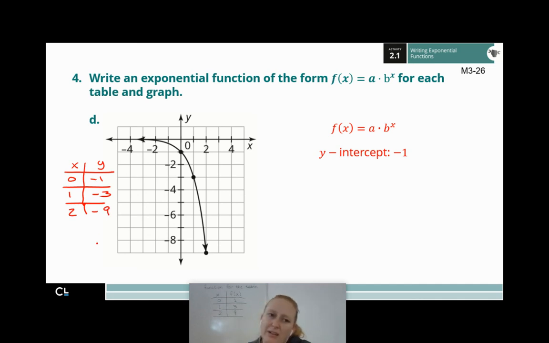Do you see the pattern now? I found it helpful just to write down the points in a table. And then I was like, oh, look, it's times 3, times 3. So my constant ratio is 3. So that means my function is f of x equals -1 times 3 to the x power.